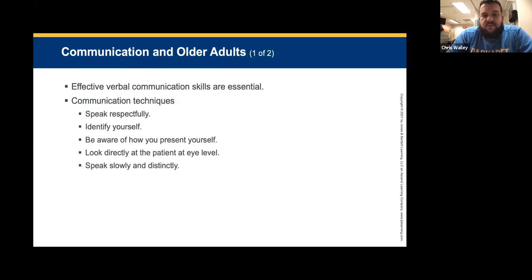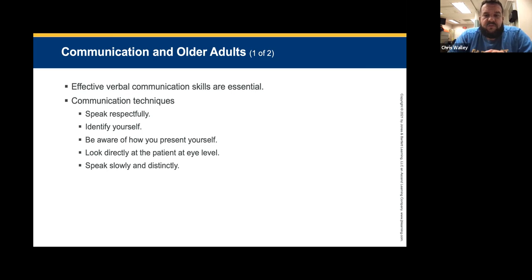All right, so effective verbal communication is very important to the essential assessments, your treatments, and just knowing how the elderly patients are. Communication with elderly patients can be challenging. Communication abilities change with aging, such as with dementia and other diseases.